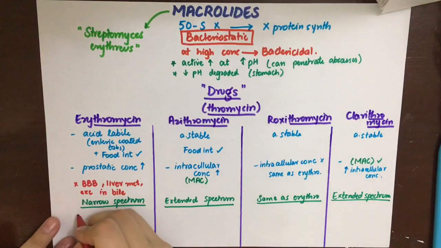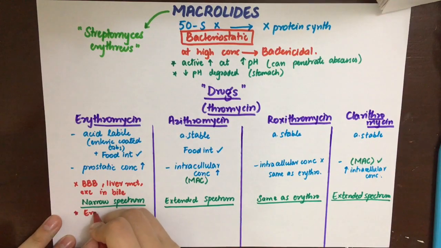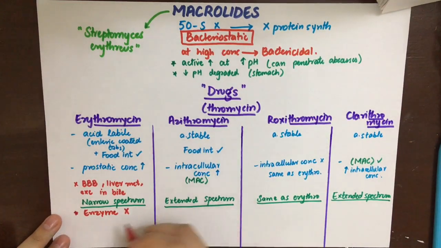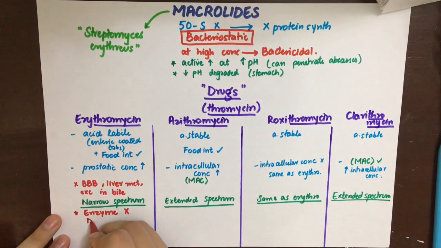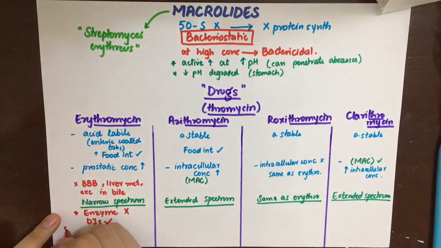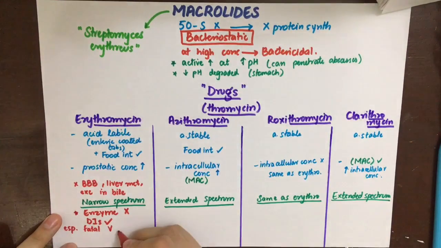Now for some unwanted effects, erythromycin and clarithromycin are enzyme inhibitors. So they will have drug interactions with a number of drugs such as theophylline, carbamazepine, valproate, warfarin, etc., and they will increase their plasma concentration and thus their effects. Erythromycin and clarithromycin are also associated with the side effect of fatal ventricular arrhythmias when they interact with drugs such as cisapride and astemizole.